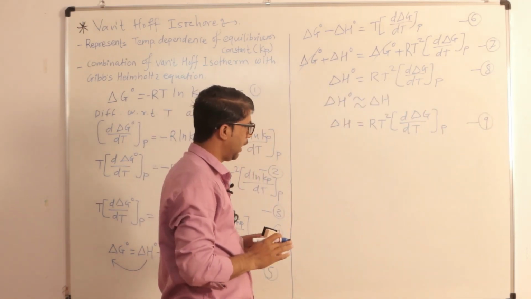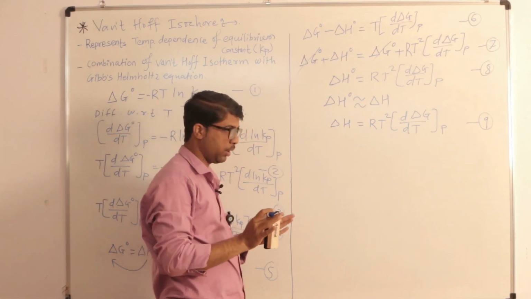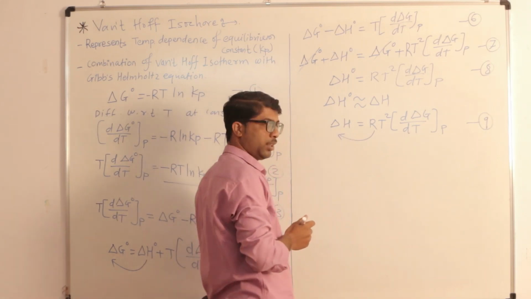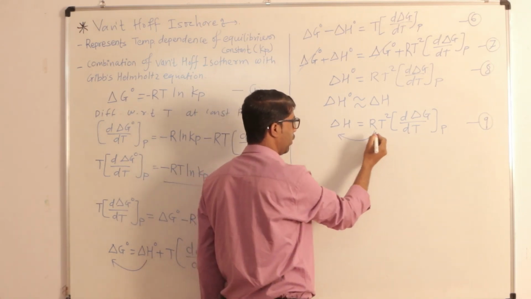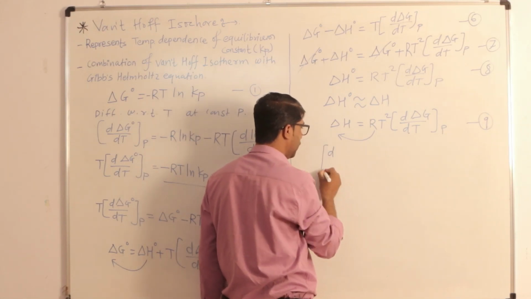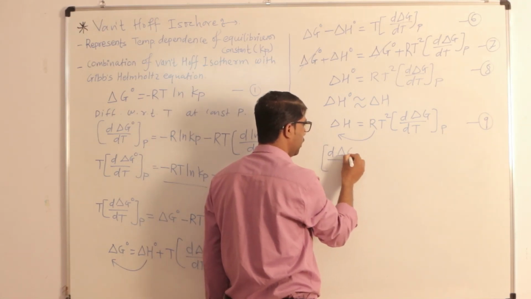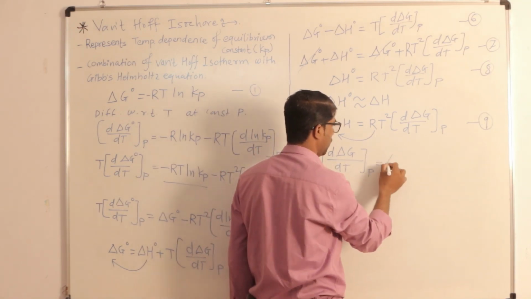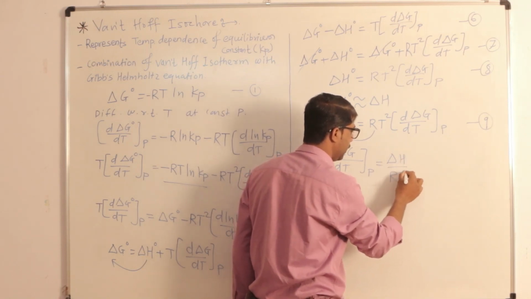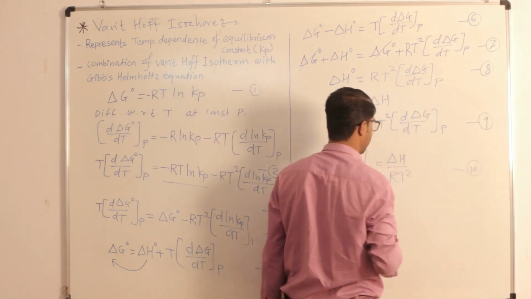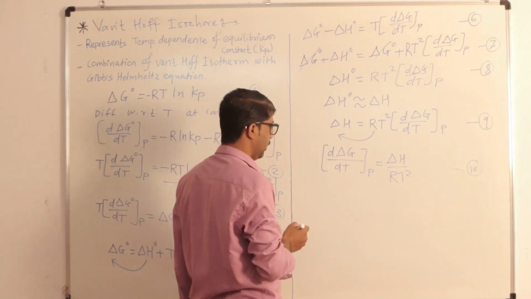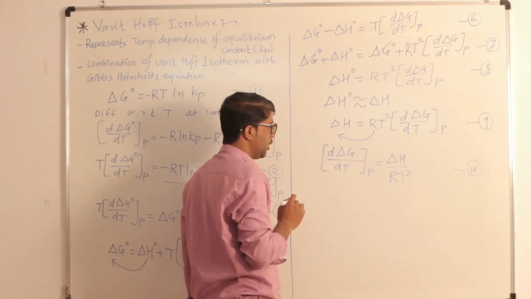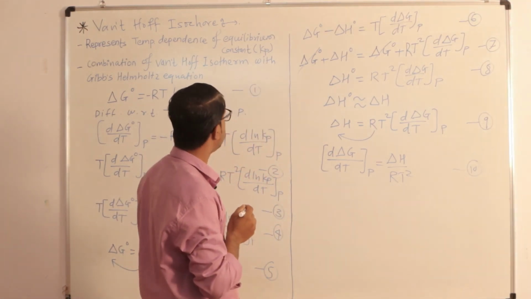In the next step, I am going to rearrange this equation. I am going to transfer this RT square term to this side, so on the RHS only this term remains, which is equal to delta H upon RT square. This is equation number 10.